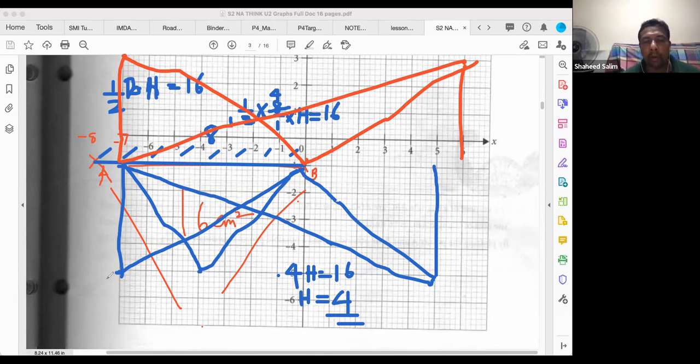So what's the coordinate down here? Possible answer: minus 7, minus 5. Okay, possible. But it also can be minus 7, plus 3 down here. Can also. So many different possibilities.